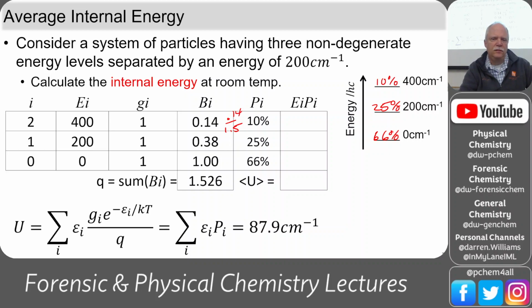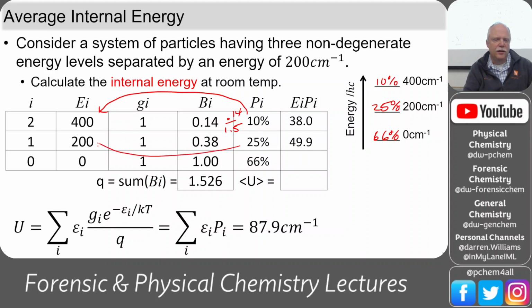Now, think about the average energy. So we have 10% of the molecules with an energy of 400 wave numbers. Okay, so I'm using my calculator, so it's not exactly 40, but it's 38. And then 25% of the molecules have an energy of 200. And so you're adding those up.